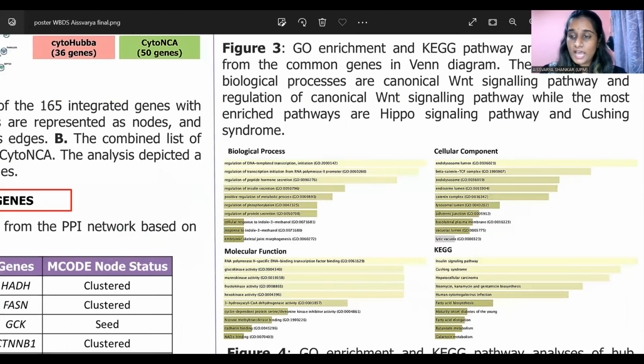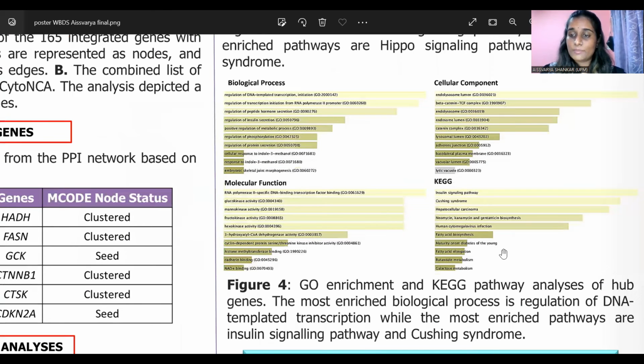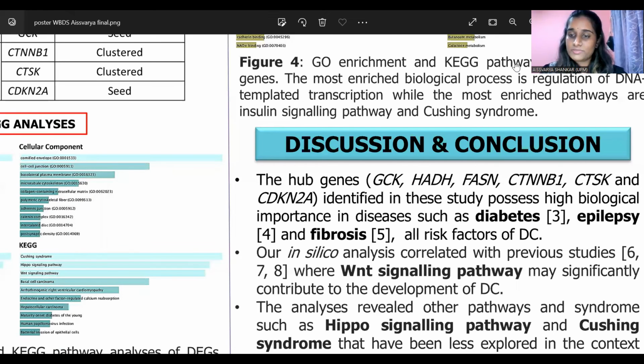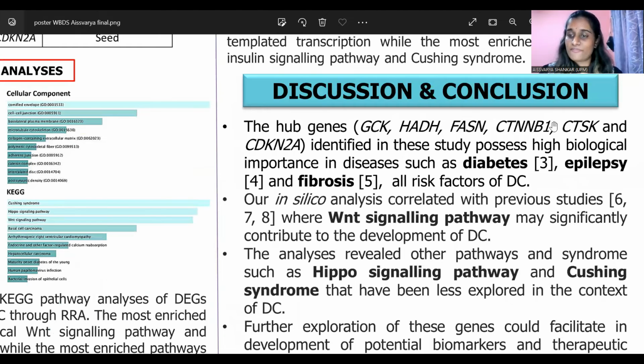For the hub genes, the KEGG analysis showed that the most enriched pathways are insulin signaling pathway and Cushing syndrome. Previous studies have reported that diabetes is a risk factor of DC, and individuals with diabetes have a higher possibility of developing DC. Overall, the hub genes GCK, HADH, FASN, CTNNB1, CTSK, and CDKN2A identified in this study possess high biological importance in diseases such as diabetes, epilepsy, and fibrosis, which are all risk factors of DC.